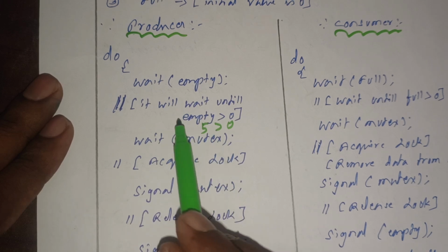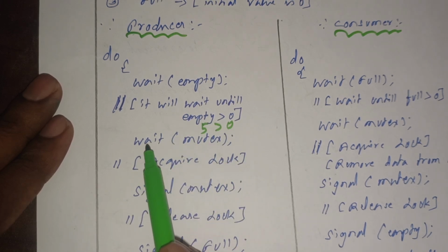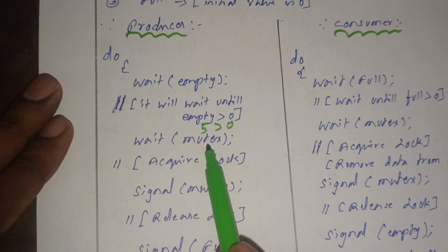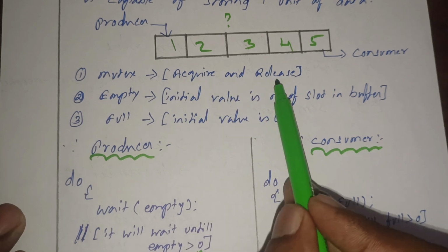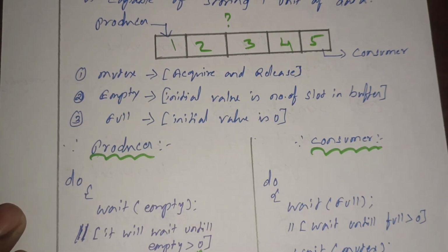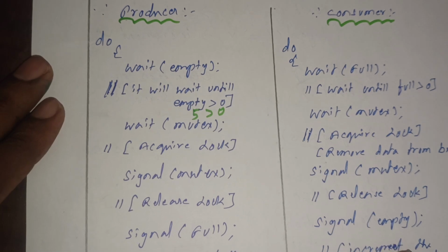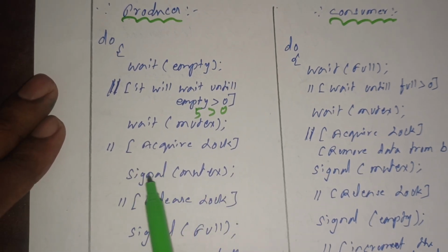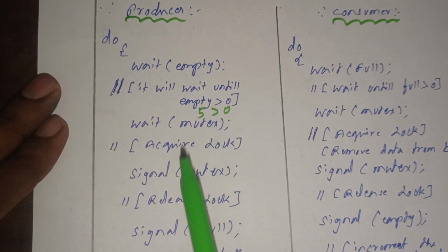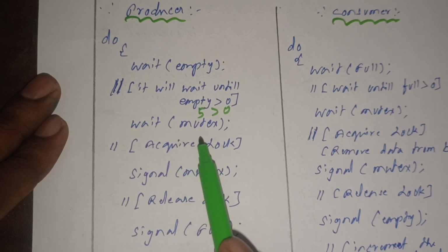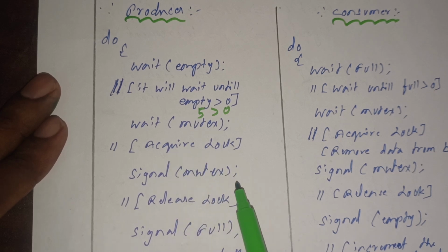If it finds that empty is greater than 0, it will call wait on mutex, that is mutual exclusion, to acquire. I am going to acquire, and I am going to use the same mutex to release. If I find the empty slot count is greater than 0, I am going to acquire; the lock has been acquired. Now the producer will keep finding the empty slots and fill them. After filling the empty slots, no more slots are left empty to fill.